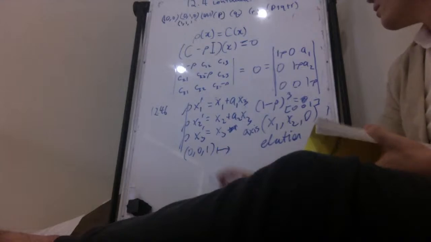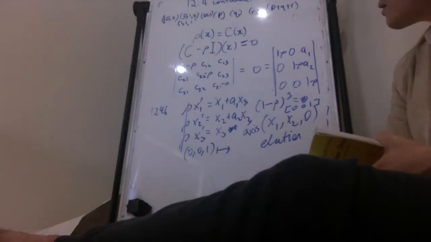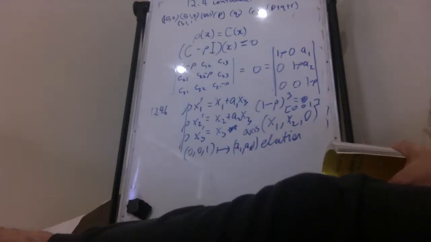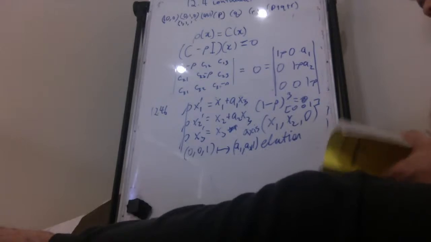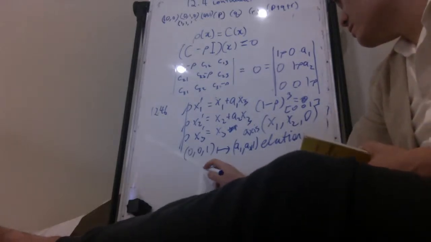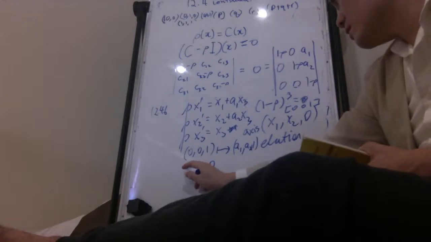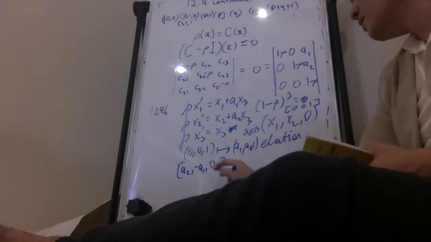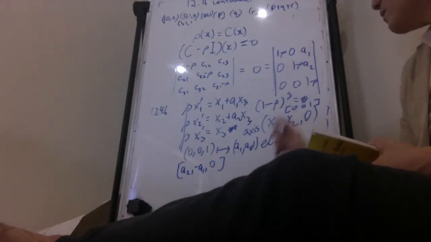Okay, where does this point go? It goes to A1, A2, 1. Yeah. Then you join the line up. So what's that line? It's 0, and then it's A2 minus A1. That's the line. Okay, and where does this line intersect 0, 0, 1?